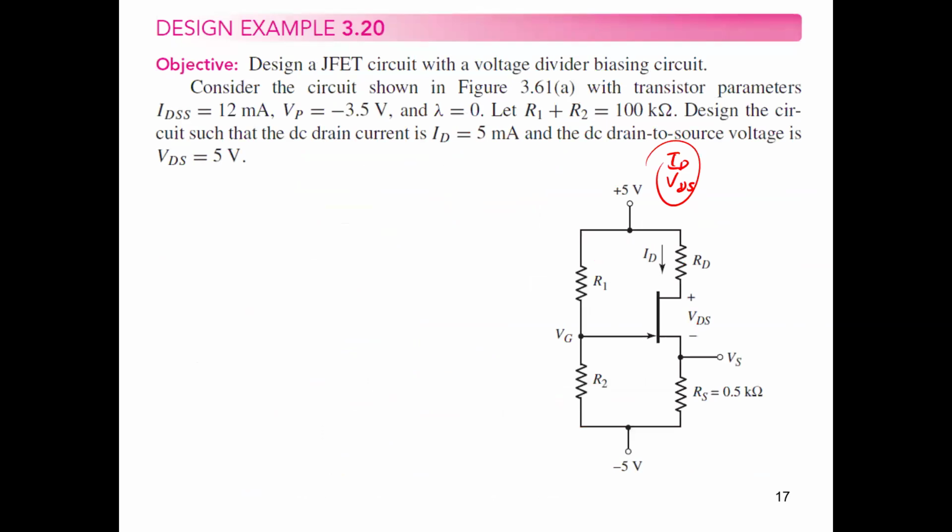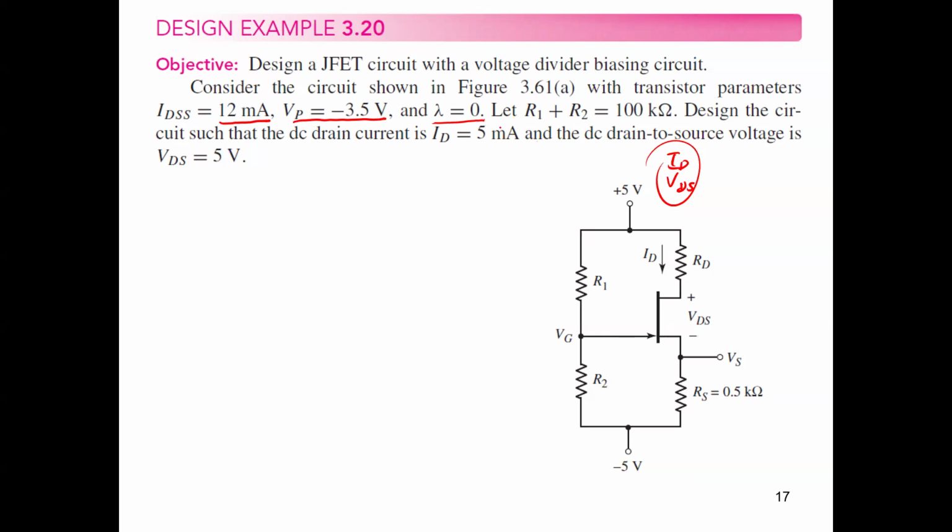He says, consider the circuit shown in the figure with transistor parameters I_DSS equals 12 milliamperes. So this is the drain to source saturation current, a given factor. And V_P equals minus 3.5 volts, lambda assumed to be 0. So this is the ideal case.